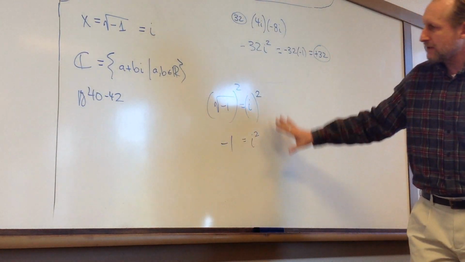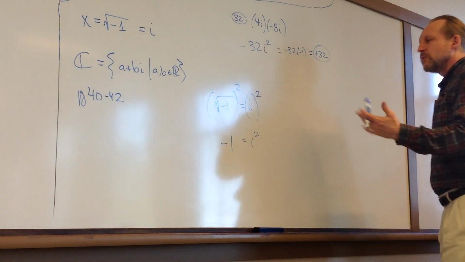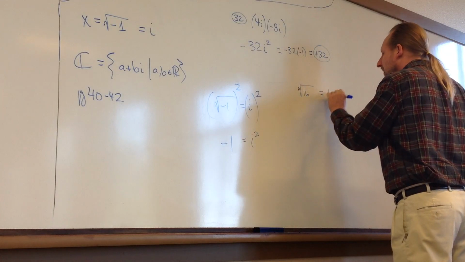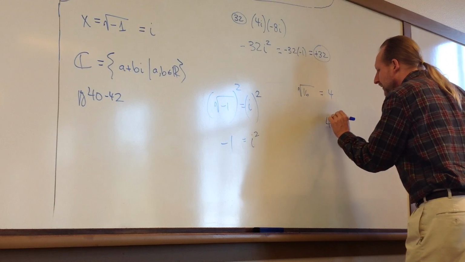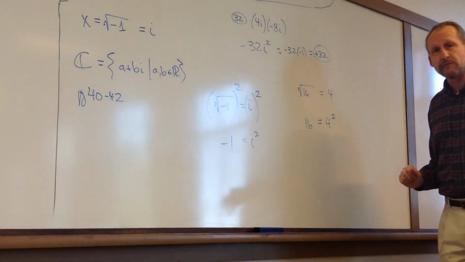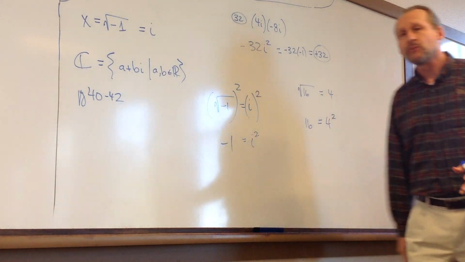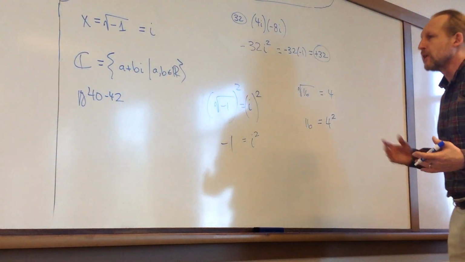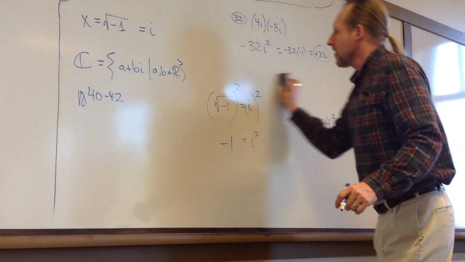Okay? This is a really fundamental idea, so it's important that you understand it. Let's say we said something like square root of 16 equals 4. Okay? That's because if we do 4 squared, we get 16. That's the definition of a square root. So that's where this idea is coming from, that i squared is equal to negative 1, because we've defined i to be the square root of negative 1. So when we square it, we have to get negative 1.